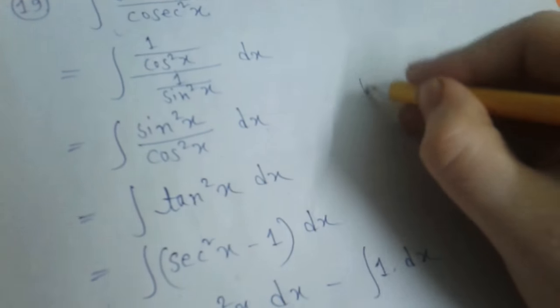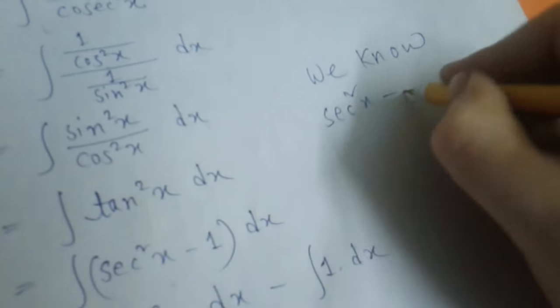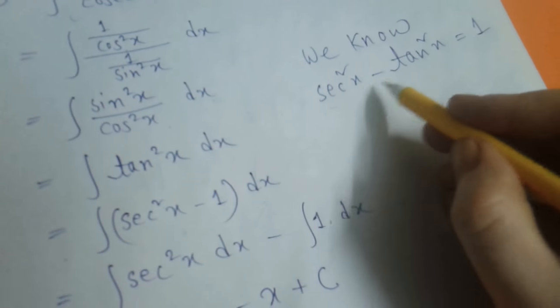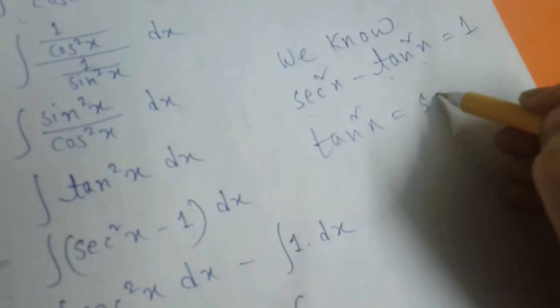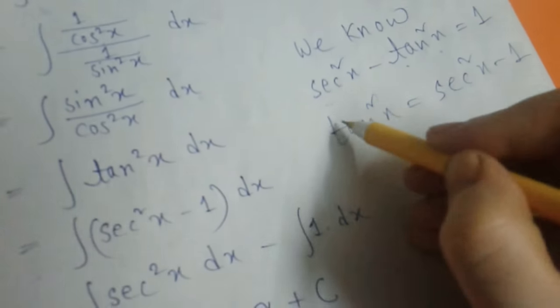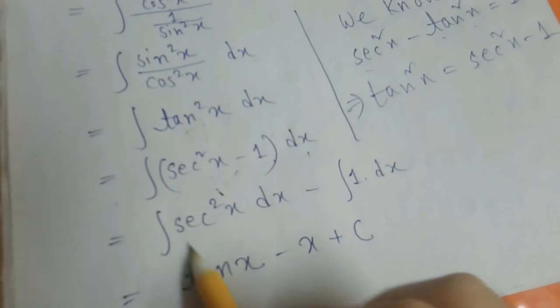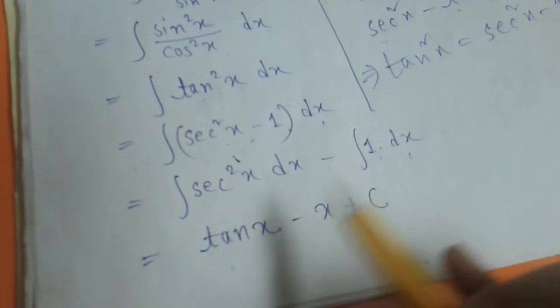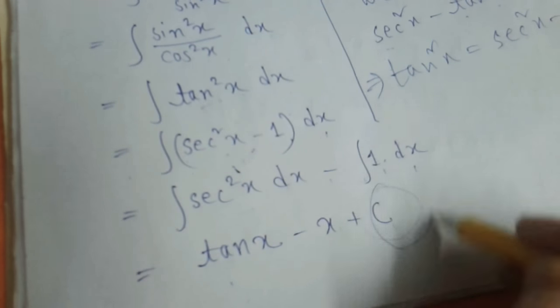We know sec square x minus tan square x equals 1, that is tan square x equals sec square x minus 1. So integration of tan square x dx equals integration of sec square x dx minus integration of 1 dx. That is, integration of sec square x is tan x, and integration of 1 is x, so tan x minus x plus c, constant of integration.